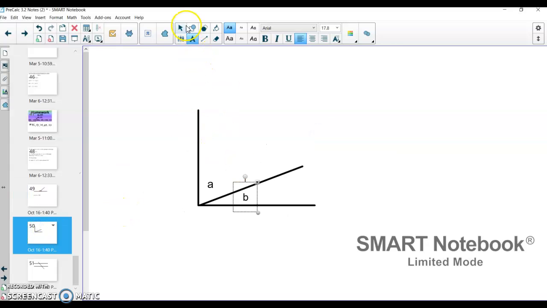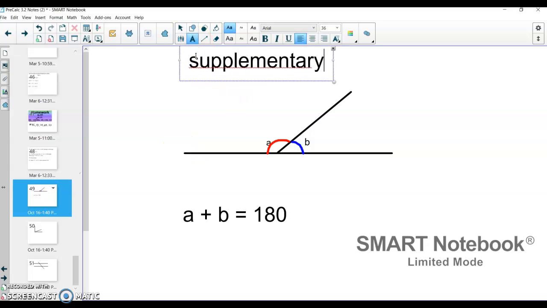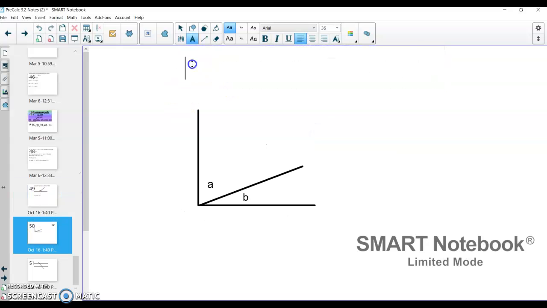The other one is this complementary, and I should put the names on here. This is supplementary. Supplementary are the ones that add to 180. The next here are the complementary.